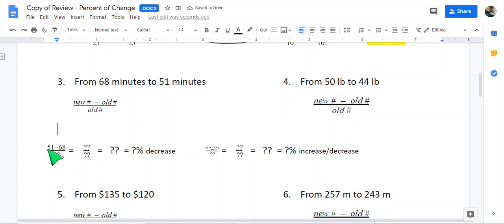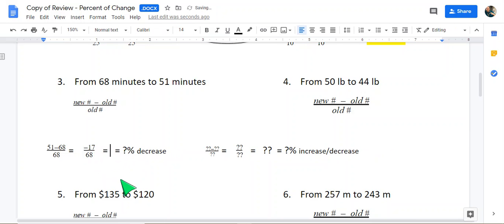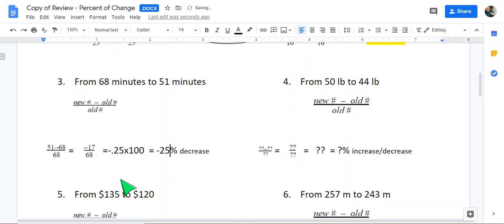Do the top part first. 51 minus 68 is negative 17. And then you keep the bottom as it is, 68. And then you divide negative 17 divided by 68. I got negative 0.25. I multiply that by 100 to get the percent. Okay? It's negative 25.